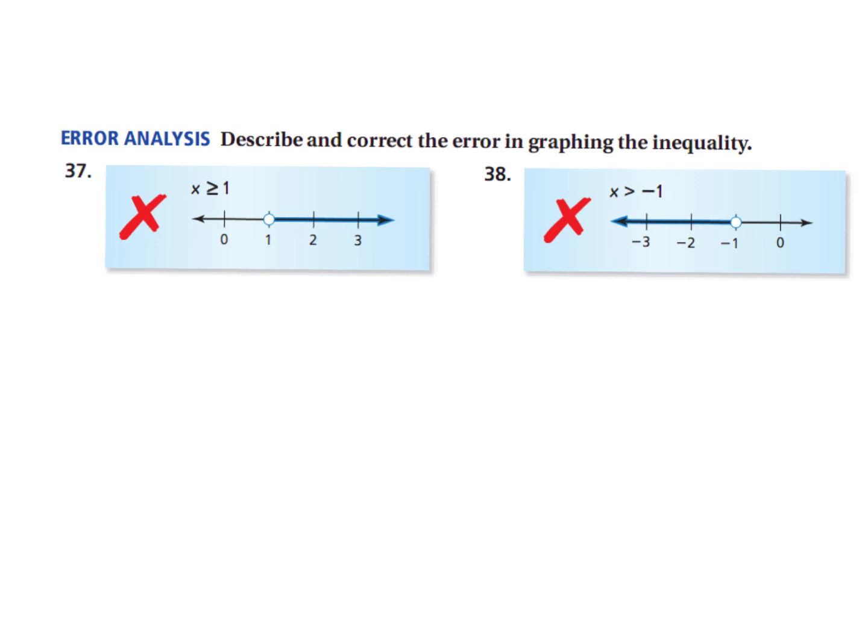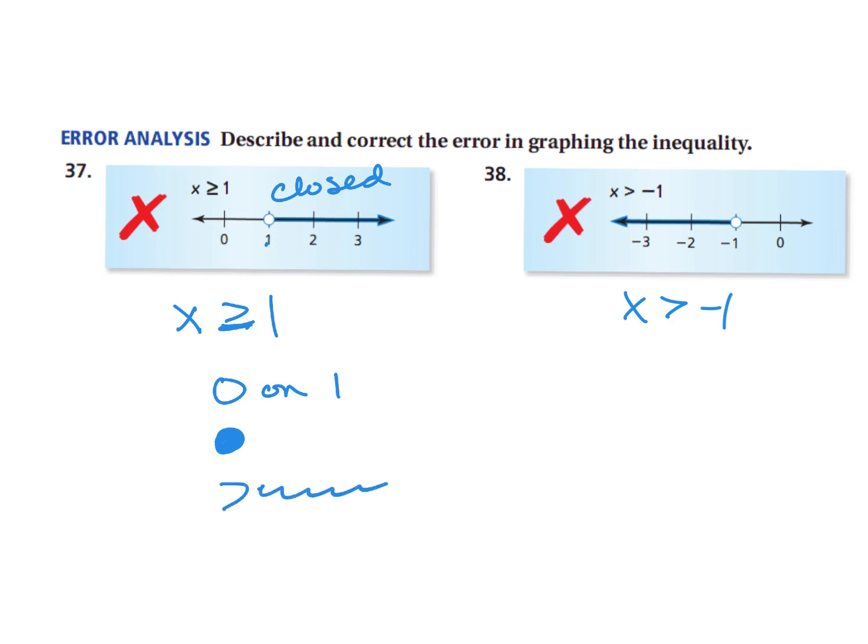So the last ones we're going to talk about here is what is wrong with these two. So I always look at, when I read my questions, so here's my inequalities. My circle is going to go on 1. Circle on 1, which it is. This is equal to, so it's got to be closed, which there's what's wrong. It should be a closed circle. And greater than goes to the right, which it does.